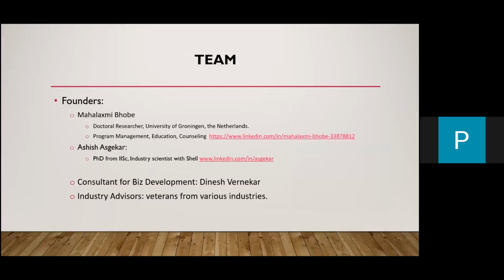Our team, apart from founders, so I am Ashish Asgikar. I'm a PhD from IISc. I now currently work in industry as deep learning scientist. My co-founder is a doctoral researcher. She works in education, but she is great at program management and counseling and working with a large number of people. We have a consultant for business development who is a great friend and going to work with us. And we have a set of industry advisors who are great at their work. They are veterans from various industries.